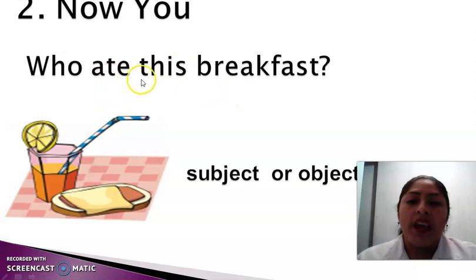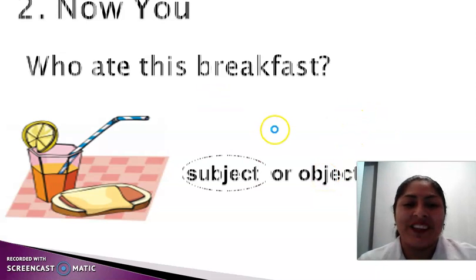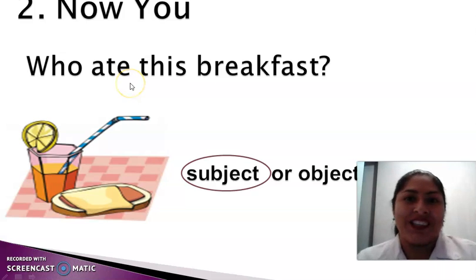Who ate this breakfast? Three seconds to think about it. Subject question or object question? Okay, we are going to see. Yes, this is a subject question because we don't have those auxiliaries.